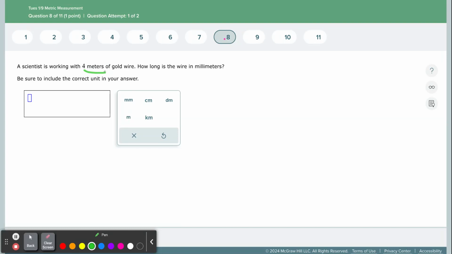So think of your arm span times 4, okay? 4 meters of gold wire. How long is the wire in millimeters? So how many of those teeny tiny little slash marks are in that full distance of 4 meters? That's what we need to figure out.